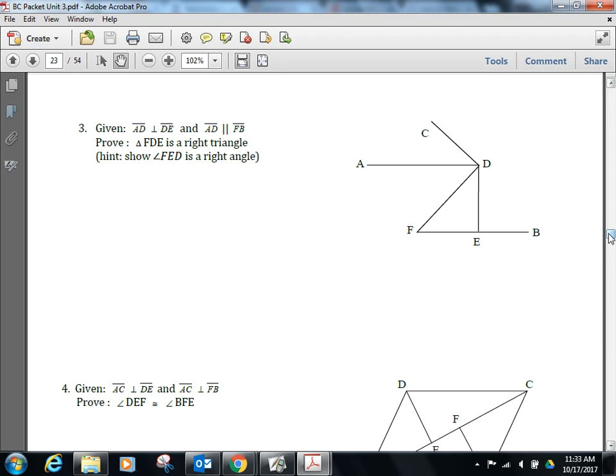People are already asking me, what do I write at the end to say it's a right triangle? Your reason would be right triangles have right angles. That's fine for your last reason.